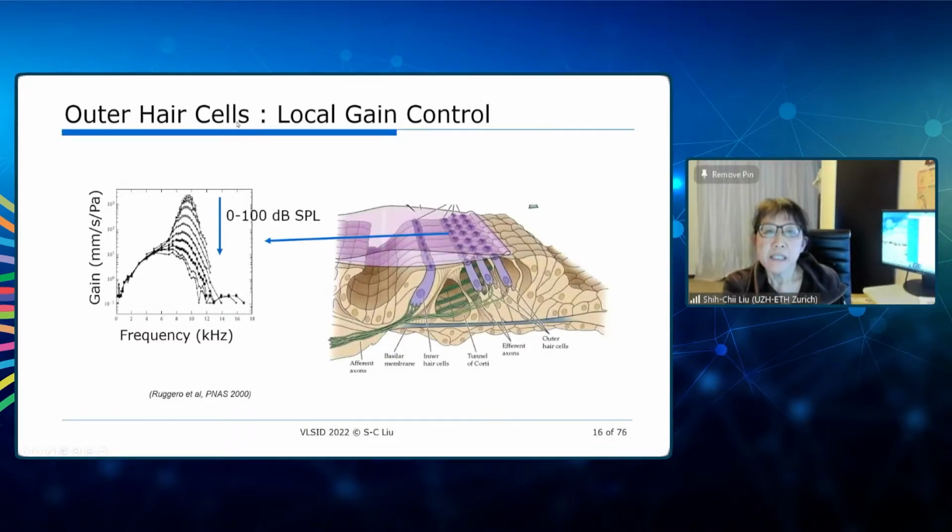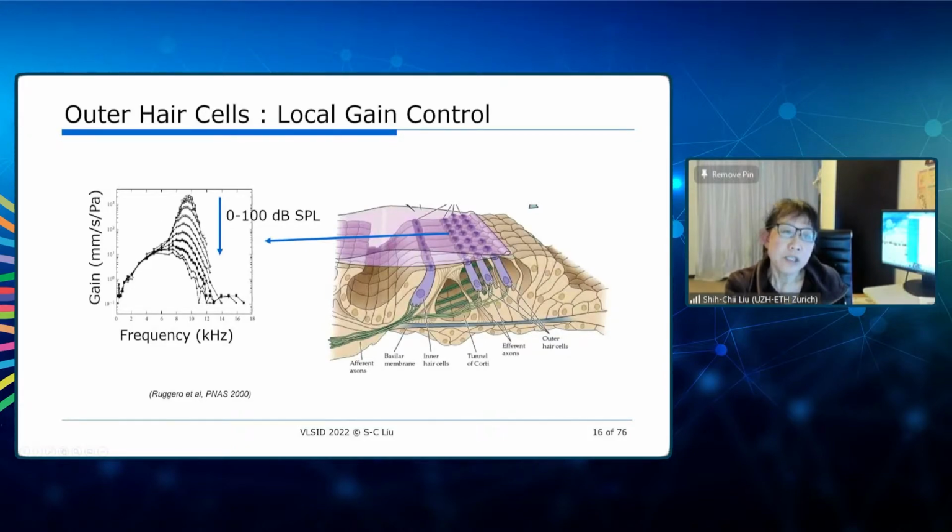And lastly, we have the outer hair cells. The outer hair cells do some form of local gain control. And so this is data collected by Ruggero in the chinchilla. And what you see here is the gain, which is measured in millimeters per second against the sound pressure measured in Pascal. And you can see for the same sweep of frequency, depending on the loudness of the sound. So in this case, we start from 0 dB, which means it's the softer sound. Then you can see the gain is quite high compared to when you increase the loudness of the sound. And then you can see that the gain now has dropped, right?